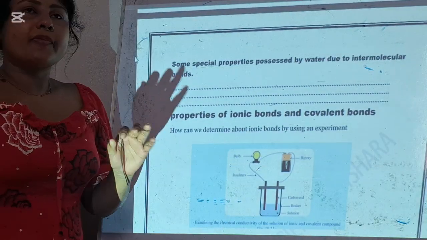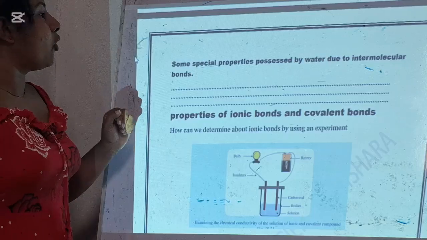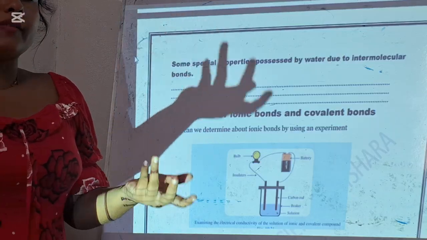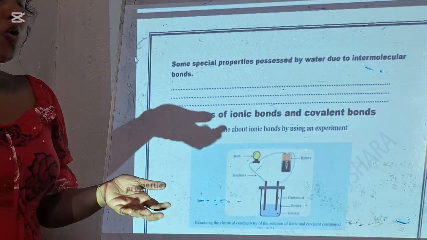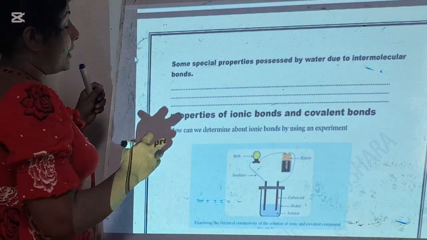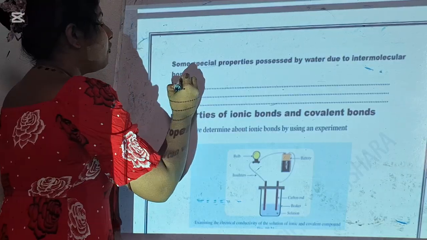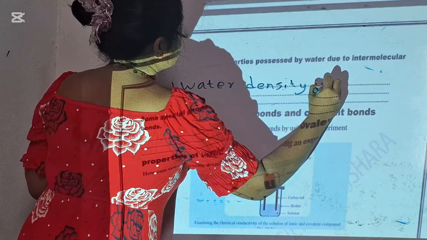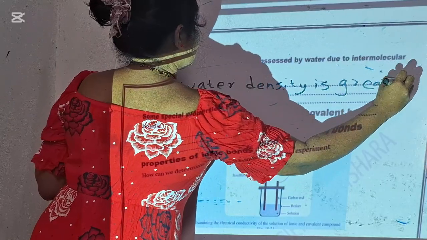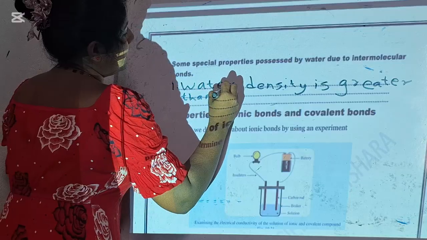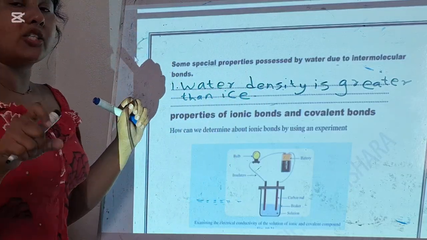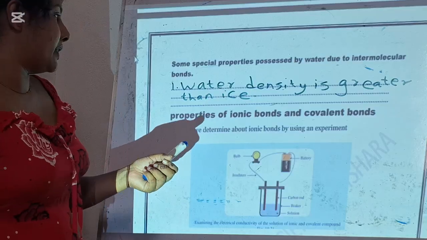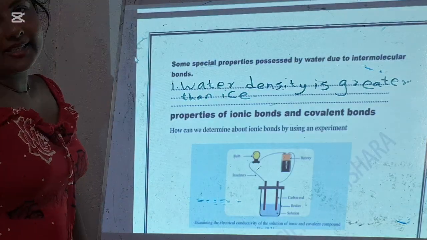Because of these intermolecular bonds in water, the water has some special properties. මේ intermolecular bonds නිසා water වලට special properties තියෙනවා. The first property of water is water density. Water density is greater than ice. You may have seen if we put some ice on water, they float on water. The reason is the density of liquid water is greater than ice.